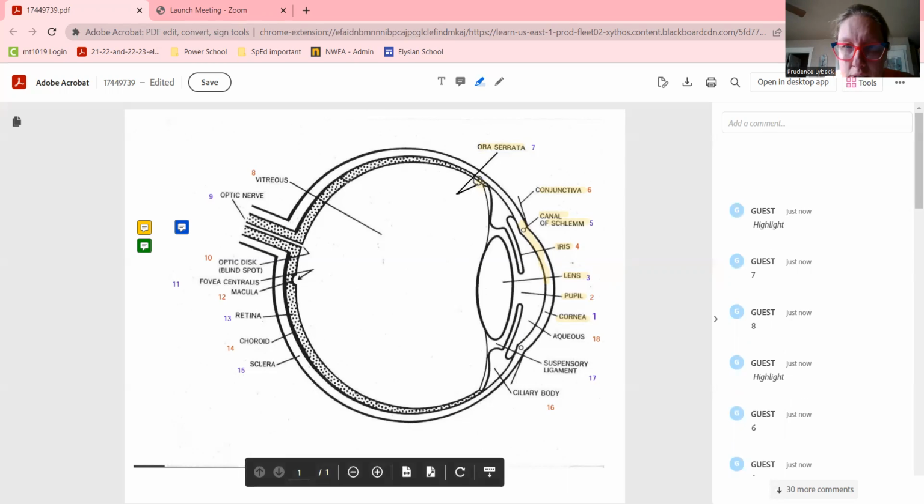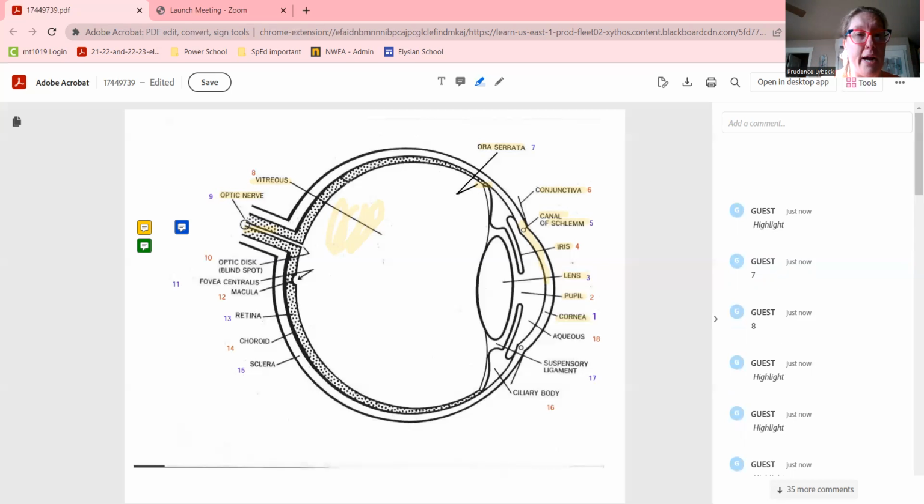Okay, eight, that's our vitreous, and that's that jelly-like stuff that is in the posterior segment of the eye behind the lens. So then we have our optic nerve, and our optic nerve is the bundle of fibers that carry vision to our brain, to kind of like help us know from the retina to the brain.